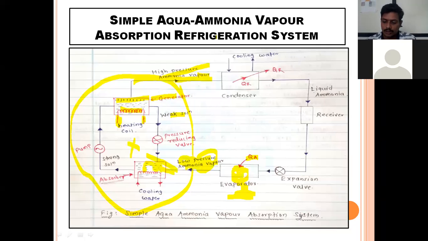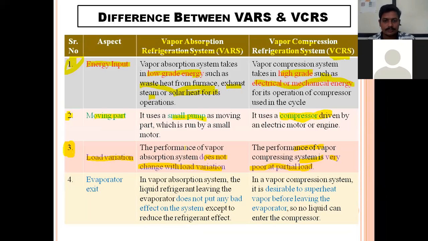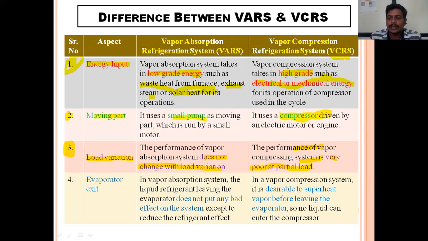So here you have to keep in mind that load variation matters. In case of vapor compression refrigeration system, the performance will be very poor, or the performance will go on decreasing at partial load condition. Whereas in case of vapor absorption refrigeration system, as we can regulate the mass of refrigerant circulating through the system with the help of the amount of heat supplied inside the generator, that's why the performance of vapor absorption system will not change with load variation.